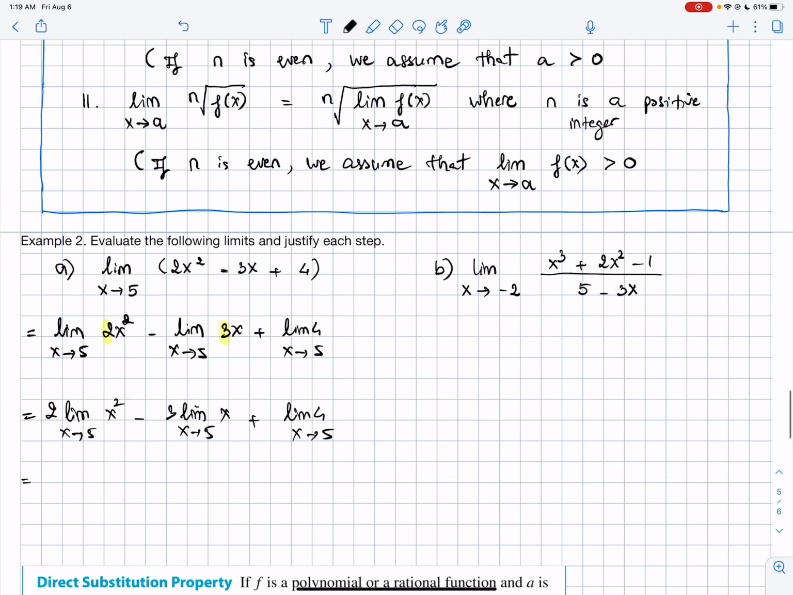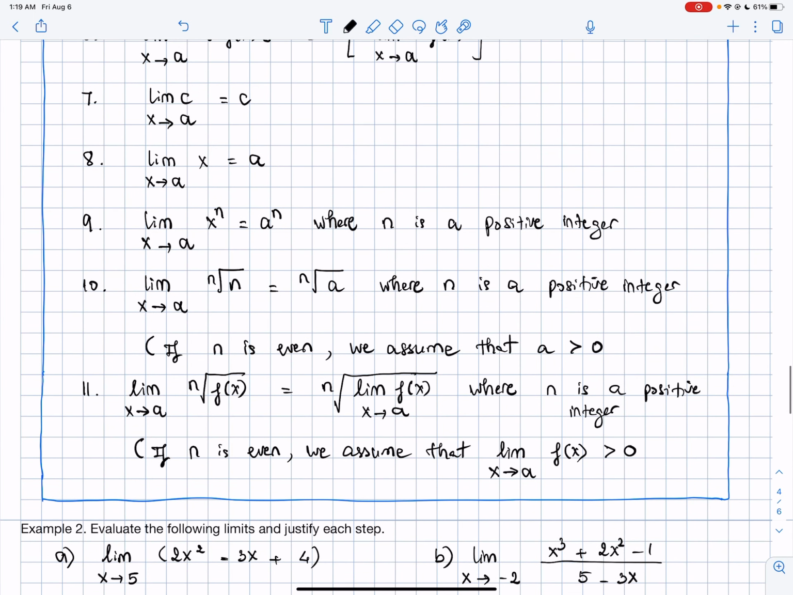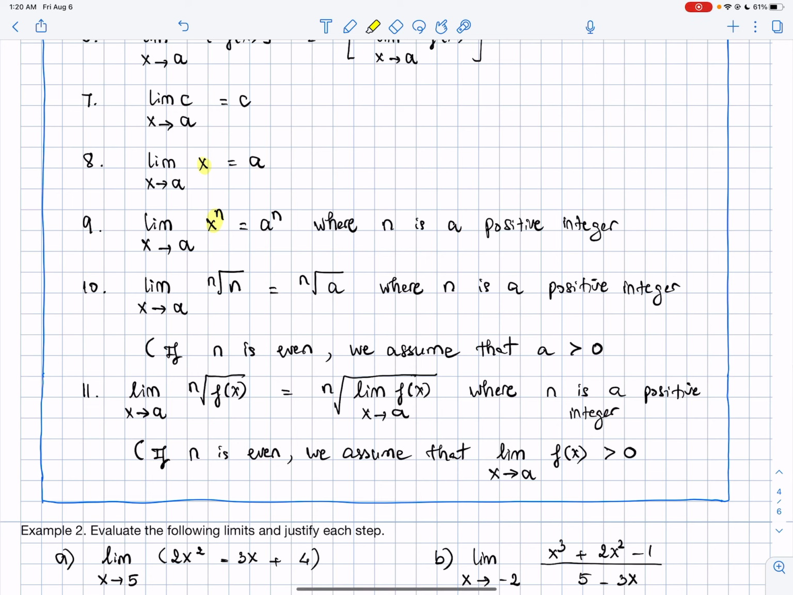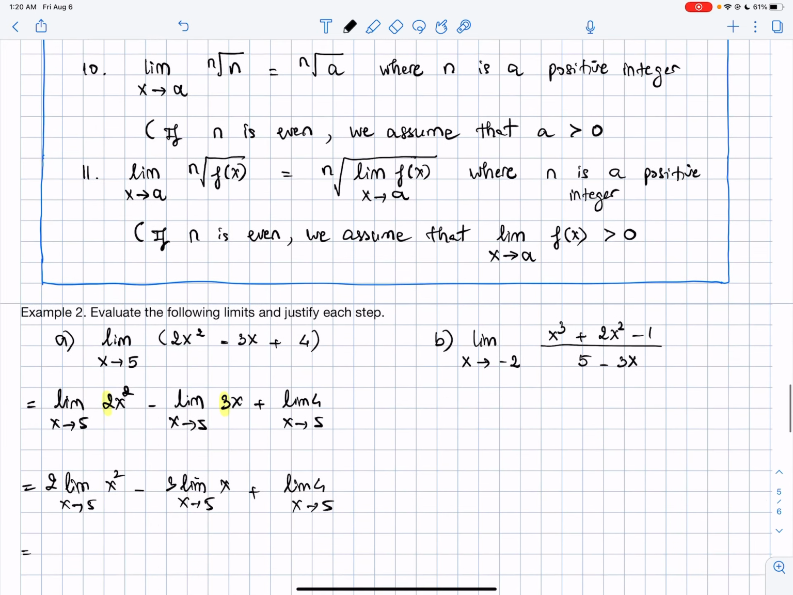So for the x squared, now we have the exponential. If we have the x to the n power, we just go ahead and plug a in the x location. If we just have x, we use law number 8. We just simply plug a into the x. And what if we have a constant? Then the answer will be just the constant. It doesn't matter the x approach to a. We don't do anything with that a. So we will apply 7, 8, and 9 in the next step.